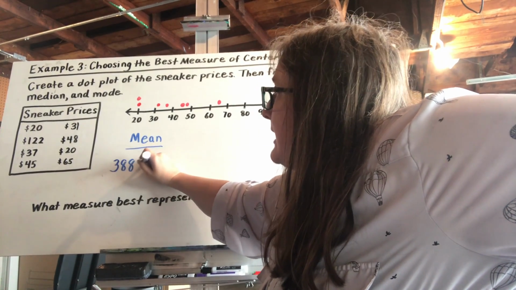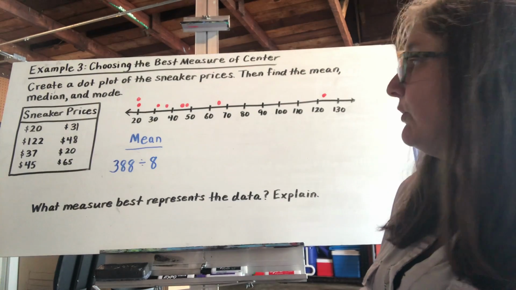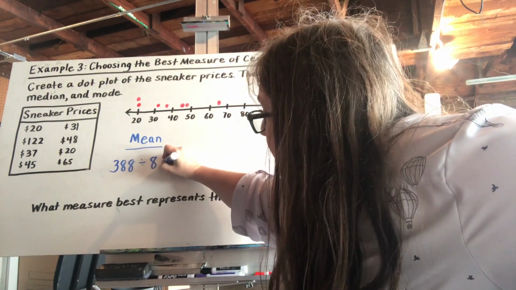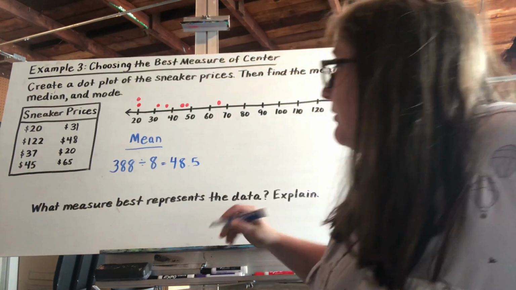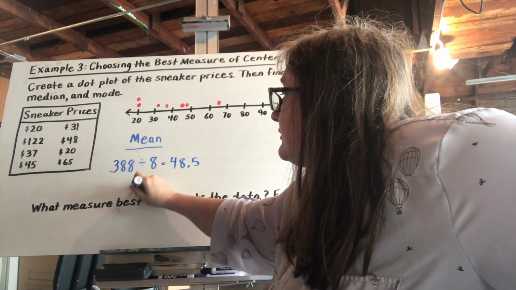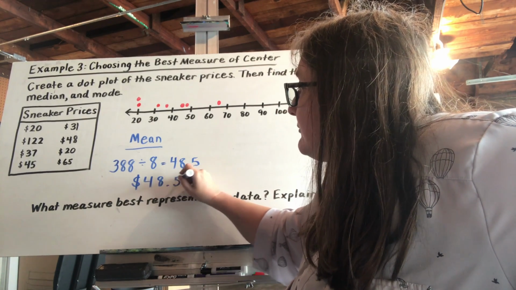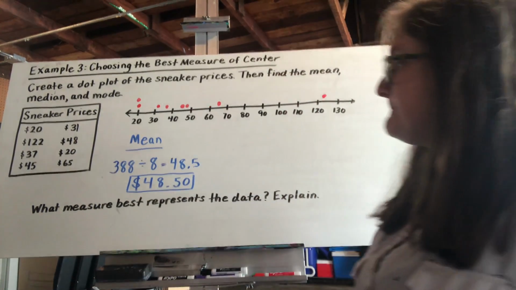And since there are 8 pairs of sneakers, I'm going to then divide by 8. So 388 divided by 8 gives me 48.5. So roughly the mean for a pair of sneakers, the mean price is about $48.50. That's what 48.5 represents in money.